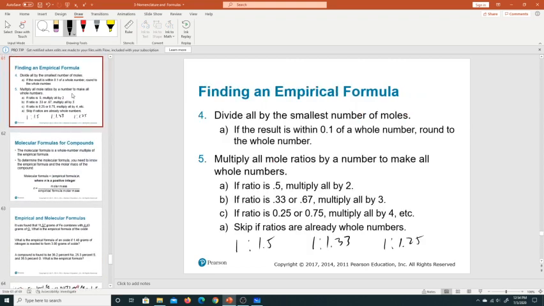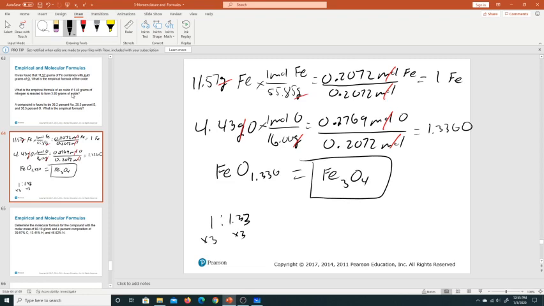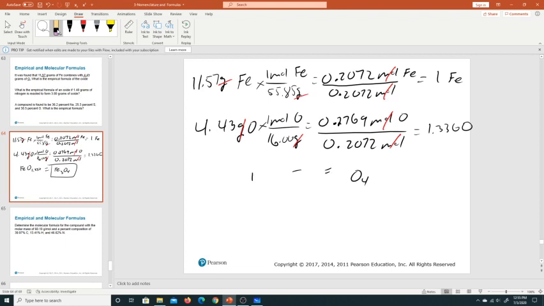That basically says multiply by 3. So I'm going to multiply both of these by 3. Times 3, times 3. That gives me Fe 1 times 3 is 3, O 4. And that now is the empirical formula of this iron oxide, Fe3O4. That's how we're going to do all these problems. Alright, let's try the next one.